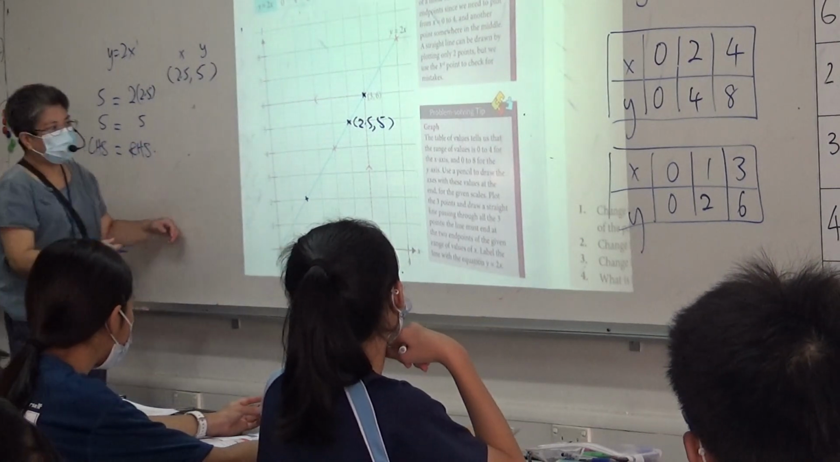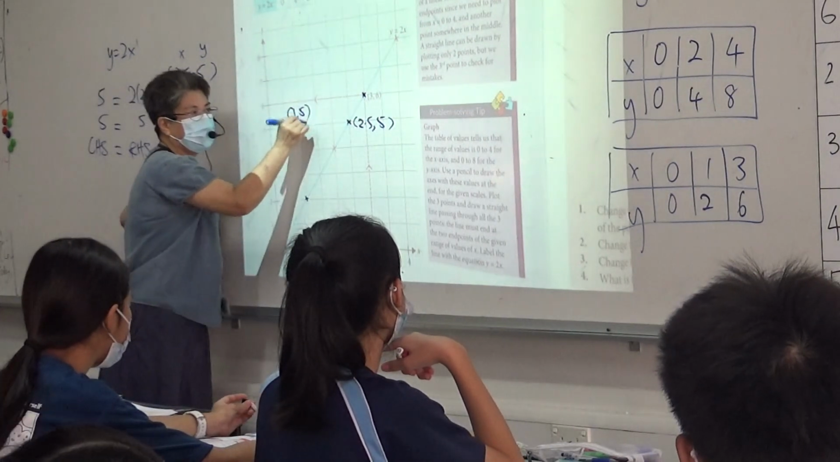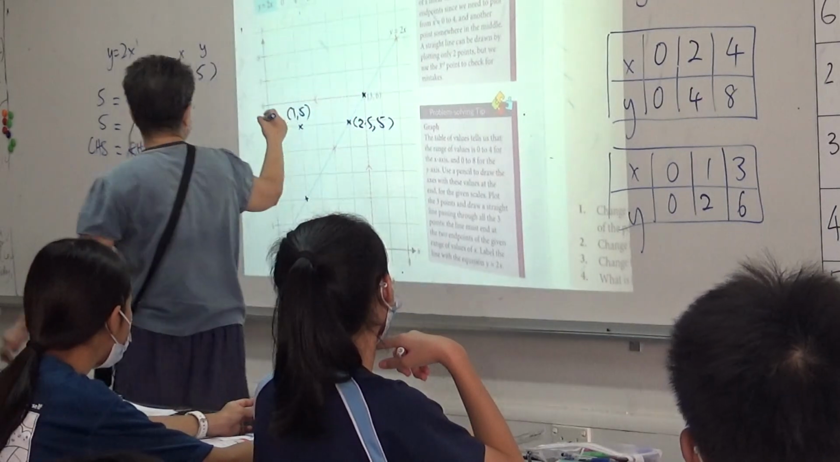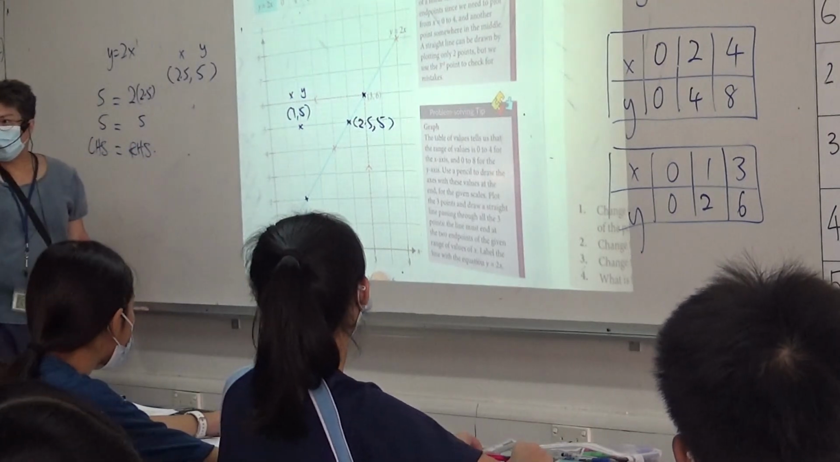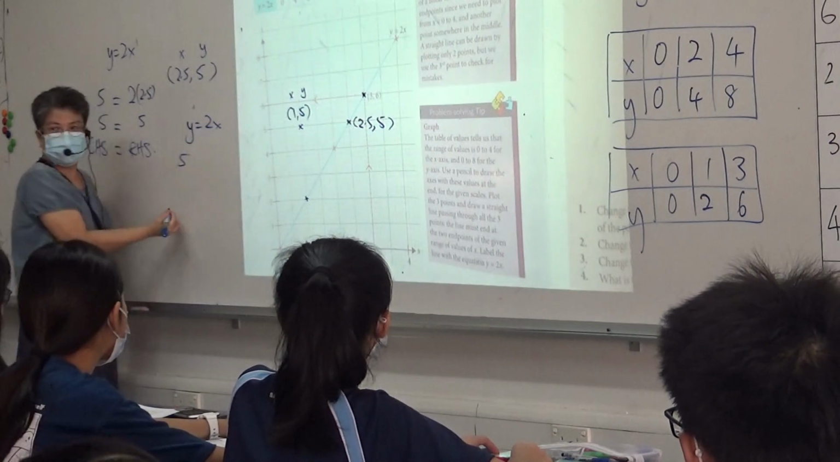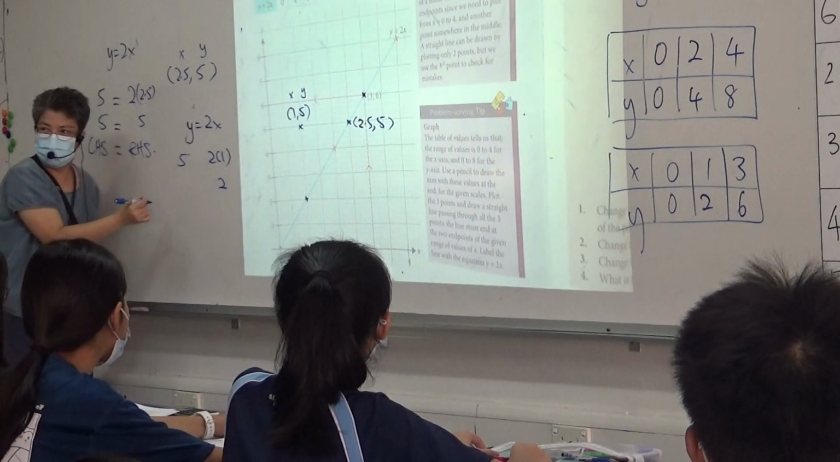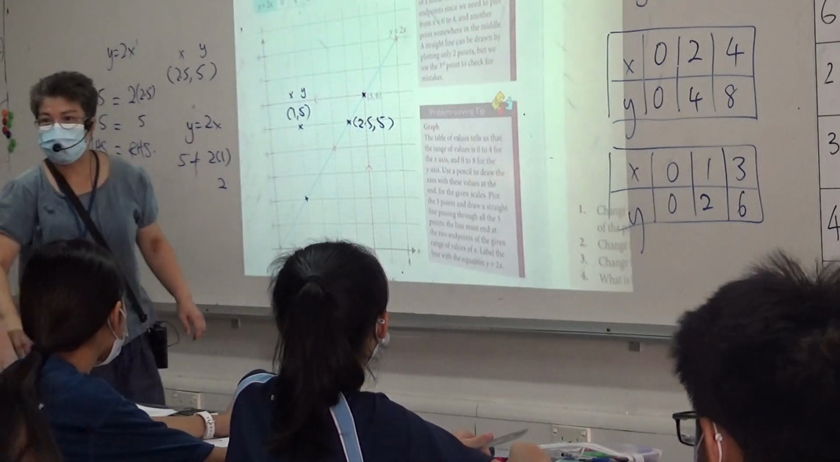Now, I choose another point. For example, I choose (1, 5) here. Can you see it's out of the line? If I choose (1, 5), what does it mean? My x is 1 and my y is 5. So let me check with this. This is 5, right? This is 2 times 1. This is 2. Are they equal? No. So this is not equal. That's why it does not satisfy.